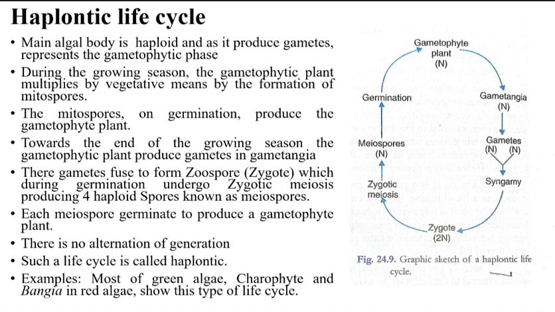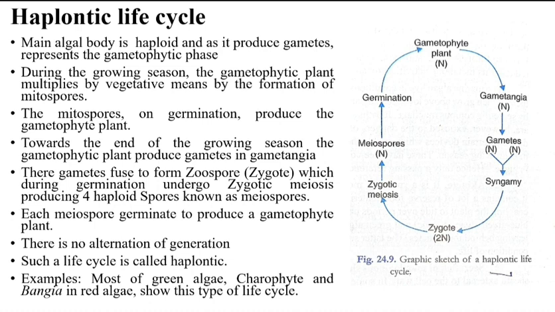Today I will discuss different types of life cycles present in algae. The first one is the haplontic life cycle. Here the main body is haploid and produces gametes, so it represents the gametophytic phase of the life cycle.